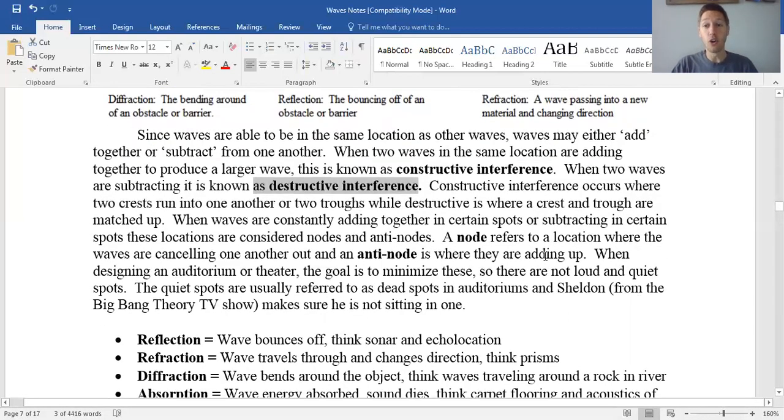Any place where you have no noise, where you're canceling it out, is considered a node. A node is where the waves cancel out, so a node means no noise. An antinode is where it gets really loud, where the waves hit each other and actually get louder.